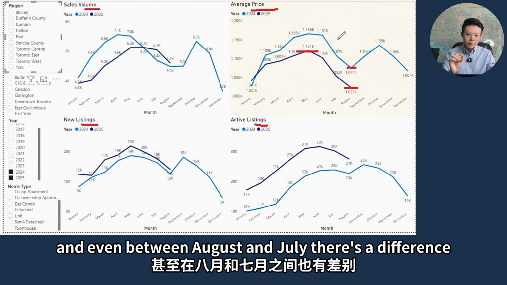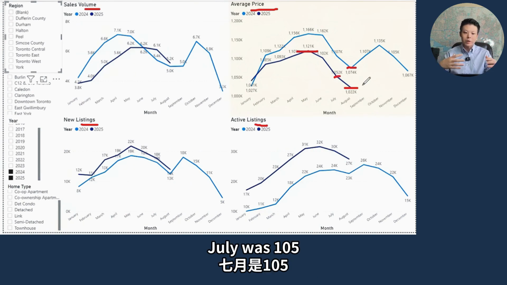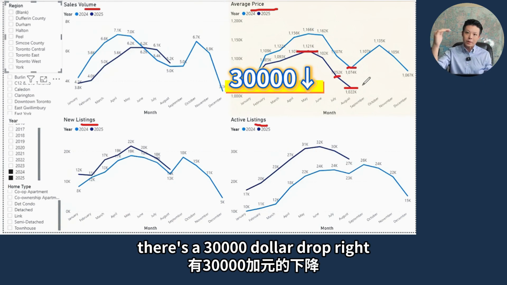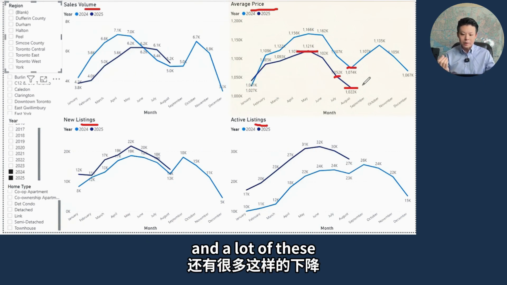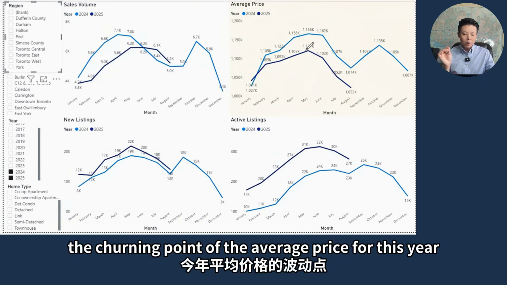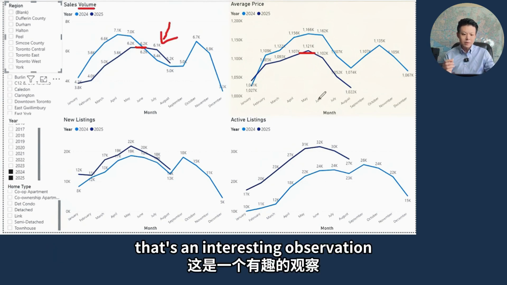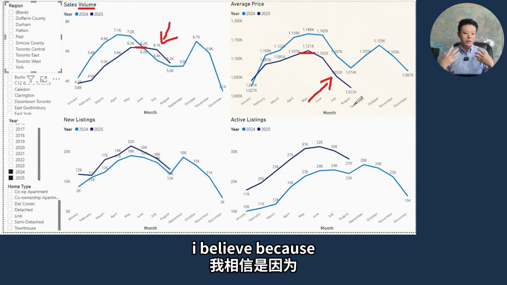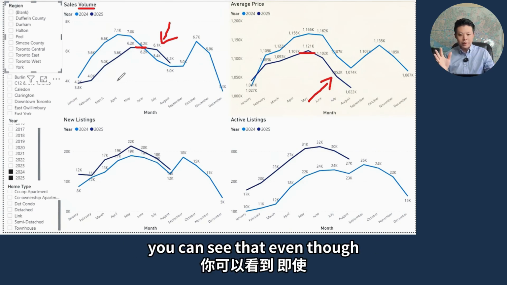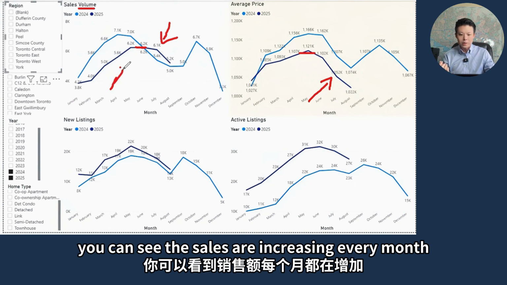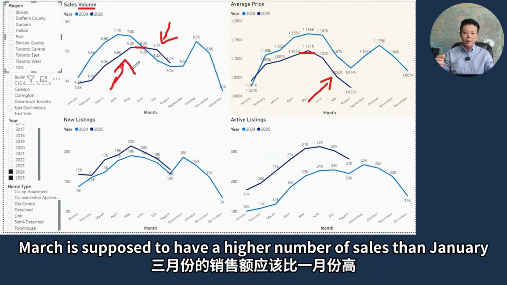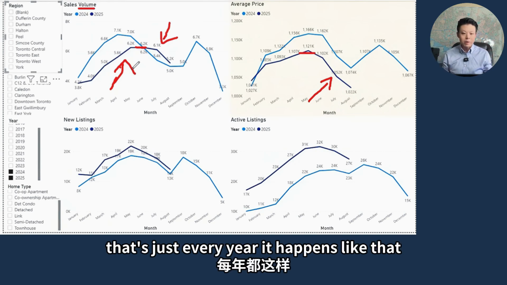Even between August and July, there's a difference. July was 105, now we're at 102. That's a $30,000 drop, right? And it's interesting. The turning point of the average price for this year is actually also the turning point for sales to become higher than last year. That's an interesting observation, because at the beginning of this year, you can see the sales increasing every month, but that's just seasonality. March is supposed to have a higher number of sales than January. That happens every year.